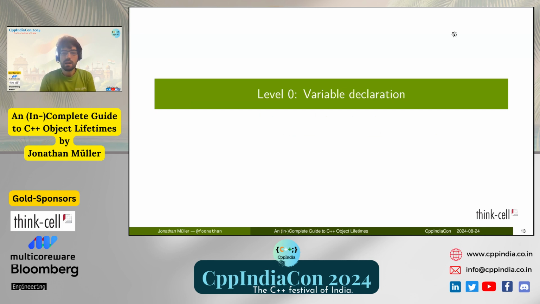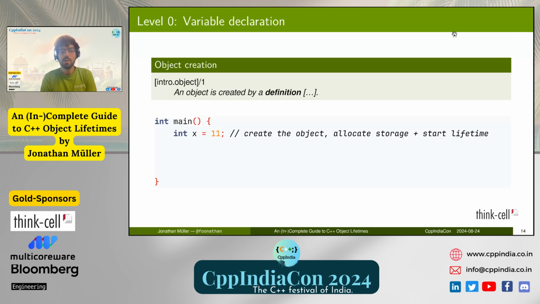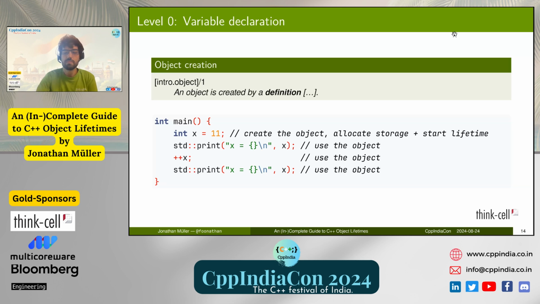So let's begin. Level 0, variable declaration. I'm going to quote a lot from this sentence, intro.object paragraph 1. Among other things, it says when objects are created, and it says an object is created by a definition. So here we've got a definition of a variable x. This will create the object, and as we will see, it will also allocate the storage and start the lifetime. We can then use the object, and at the closing brace, we will destroy the object and the lifetime and deallocate the storage.